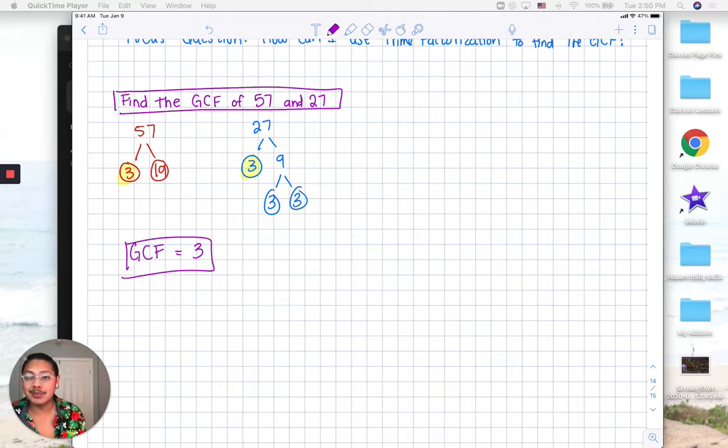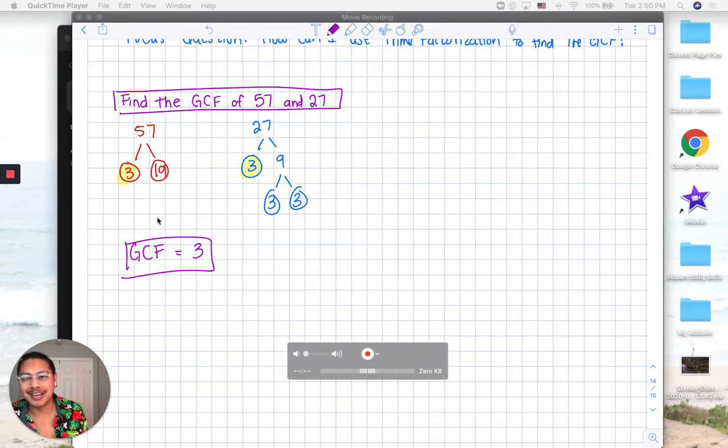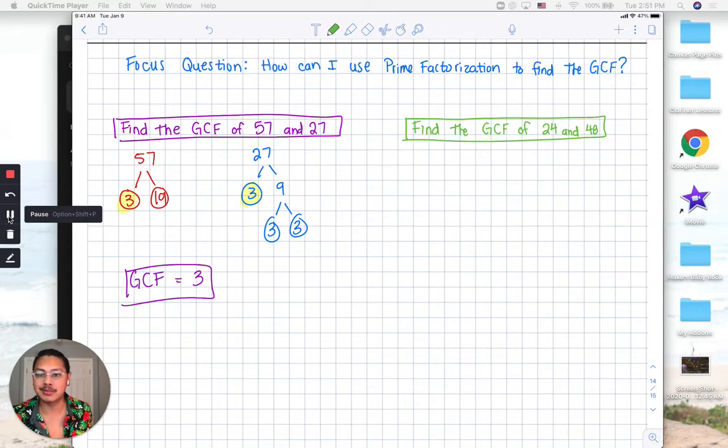Let's take a look at another example, this time with some more things in common. Let's take a look at this problem. Find the GCF, the greatest common factor, of 24 and 48. Remember, the process stays the same. Let's find the prime factorization of 24 and 48. So 24, it's even. So I know that 2 is automatically the smallest prime number besides 1 that goes in. And we know that 2 times 12 gives us 24. Is 12 prime? No, it is not. So I can break it down further.